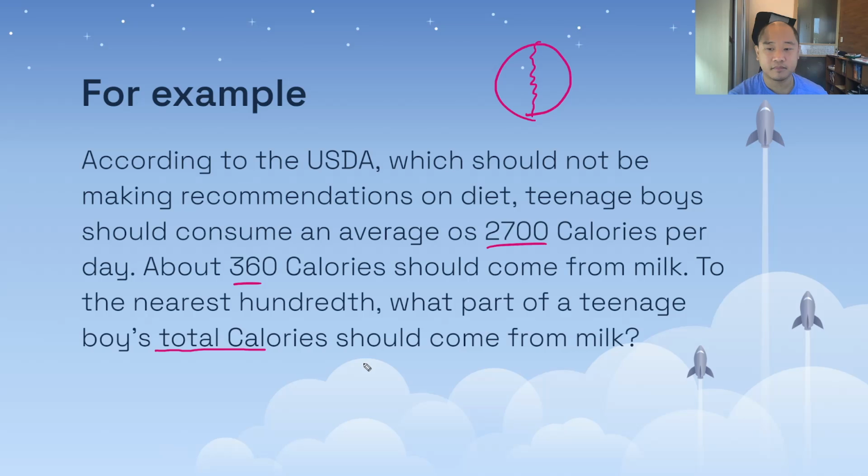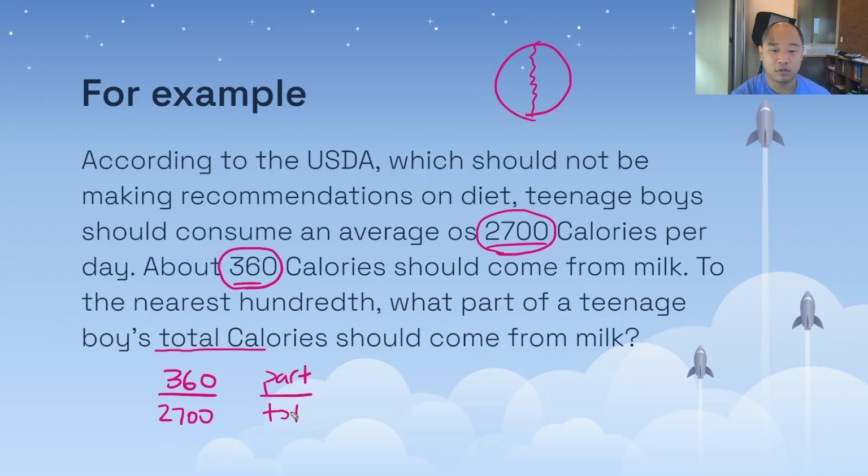So what part of teenage boys' total calories should come from milk? Well, the total calories is 2,700 calories, and 360 should come from milk. So 360 is the part, and 2,700 is the total.